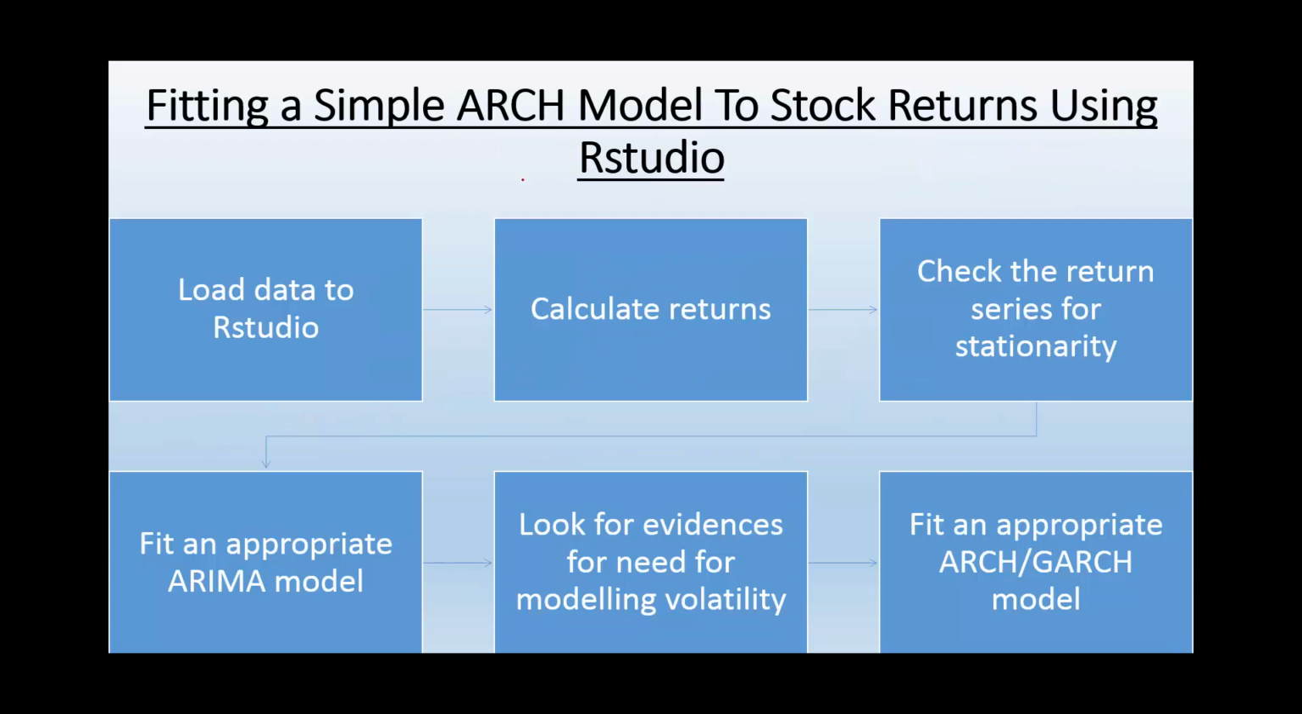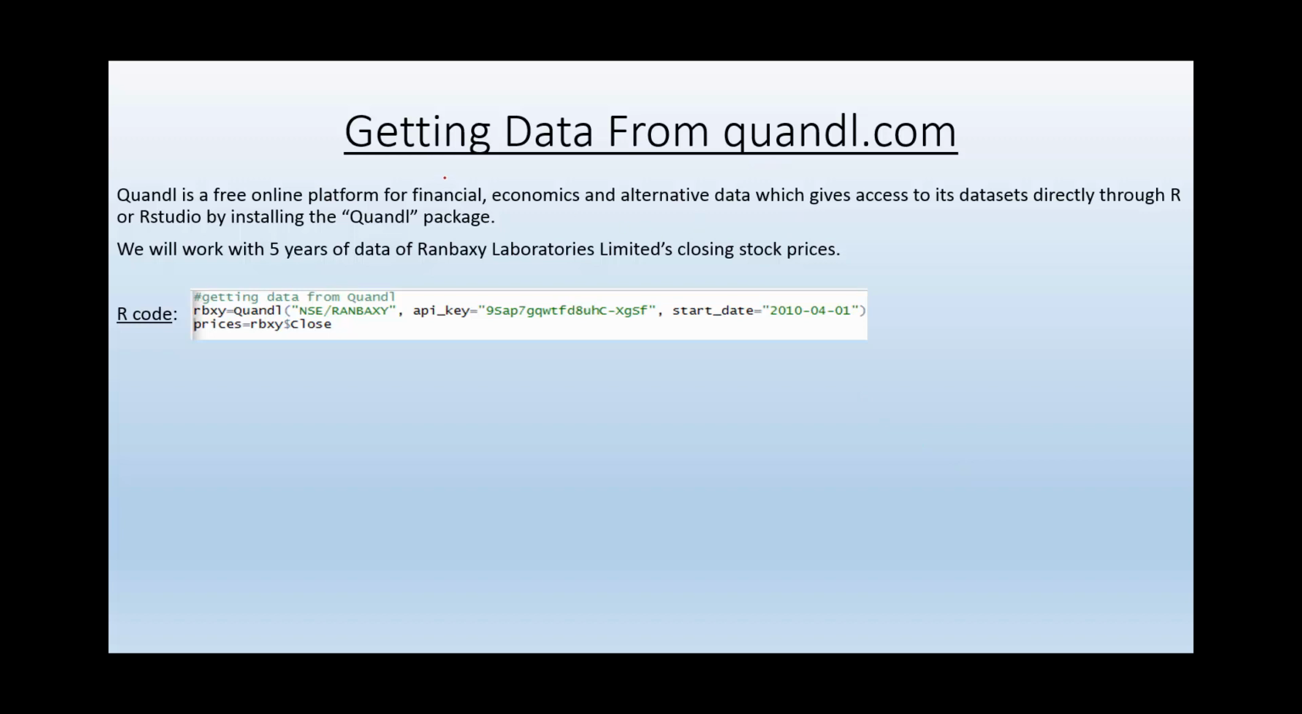So here are the steps. How do you fit an ARCH model to stock return in RStudio? First you load the data, calculate return, and we'll see why calculate return, why not stock price. Check the return series for stationarity, fit an ARIMA model, and look for evidence of a need for modeling volatility. If there is no need for volatility modeling, then there is no reason to model it. But if at all there is a need, then you need to. Otherwise, ARIMA will do the job. Then fit an appropriate ARCH and GARCH model.